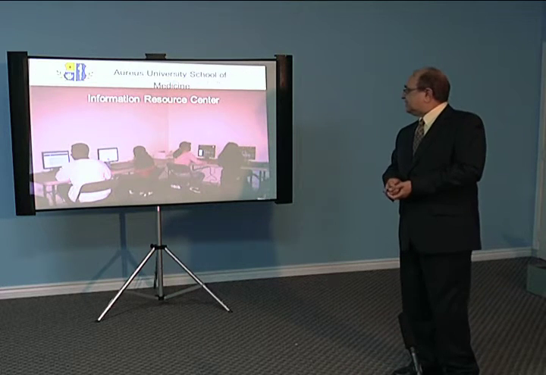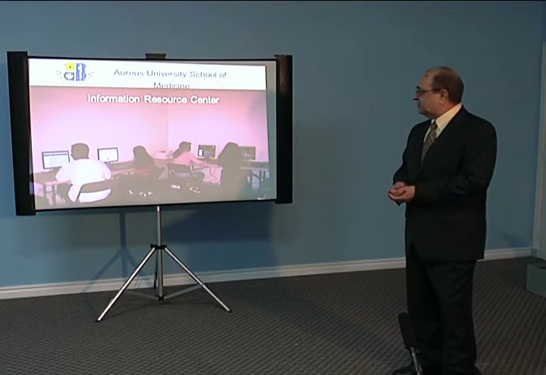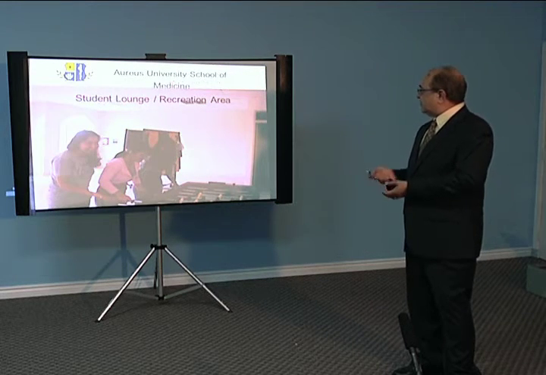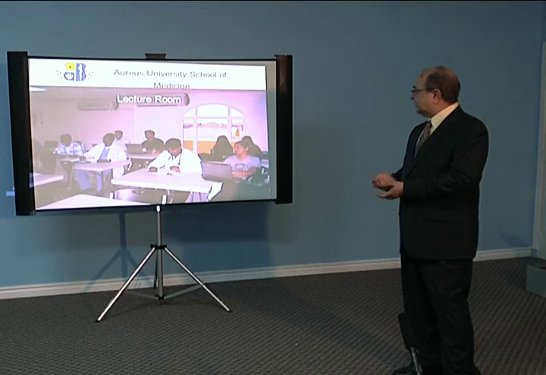This is some of the resource centers that we had in our campus here. All the resources will be shifted to the new building now. This is the student lounge. It will be shifted there. These are the lecture halls here.